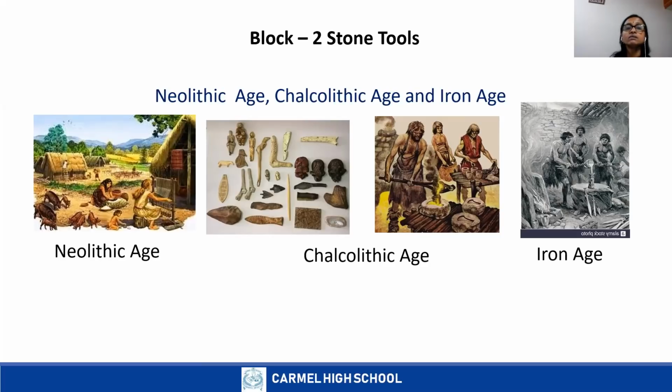The next picture, look at the second picture: tools from the Chalcolithic Age, that is, copper tools. In the Chalcolithic Age, tools were made of copper along with stone. People knew the art of metallurgy. Metallurgy means the art of producing metal.